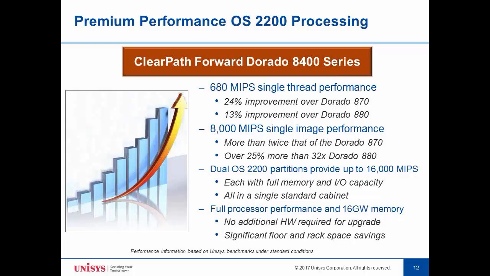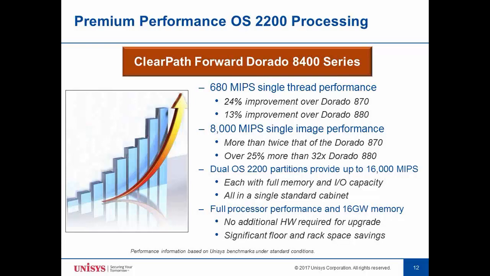Additionally, it has an 8,000 MIPS single image performance. Again, more than 25% over a 32-way Dorado 800 system. And both the single thread performance and the single image performance are on a per partition basis. You'll see that there are 2 partitions within these new Dorado models. For a 2-partition Dorado 8400, we can provide up to a total of 16,000 MIPS, all with the full memory, with the expanded I/O capacity that we'll talk about, all in a single cabinet.